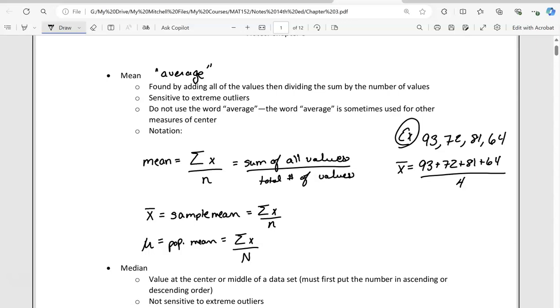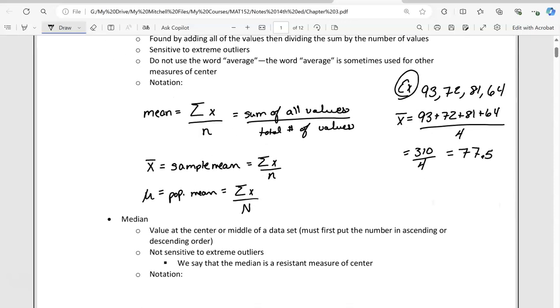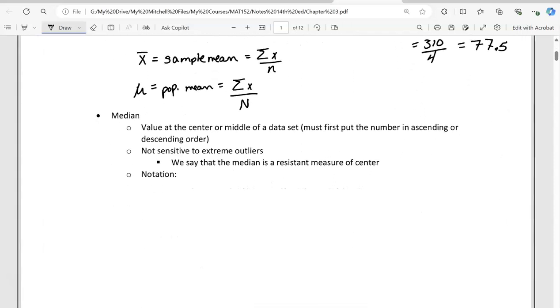And when we do this, we need to be careful. And I'm going to add this off screen using my calculator. So I've got 93 plus 72 plus 81 plus 64. So that's 310. So we're going to do that sum in the numerator first, and then we're going to divide that by 4. So the average in this case would be 77.5. And we would use that word average to talk about that mean. And I'm just going to assume that's a sample there.